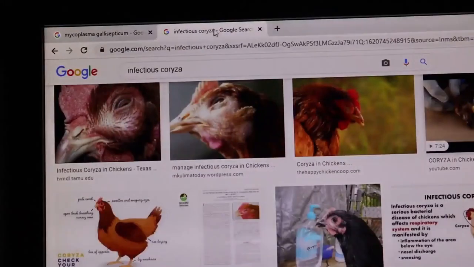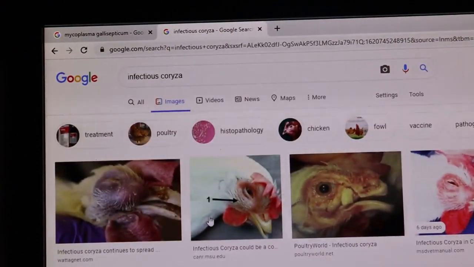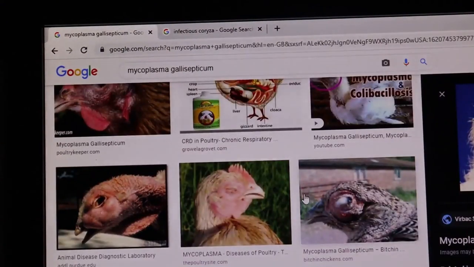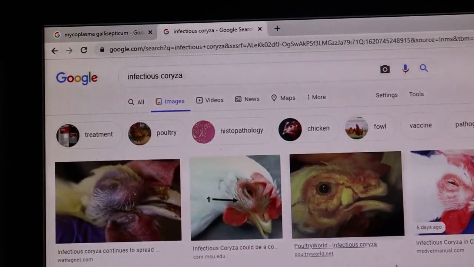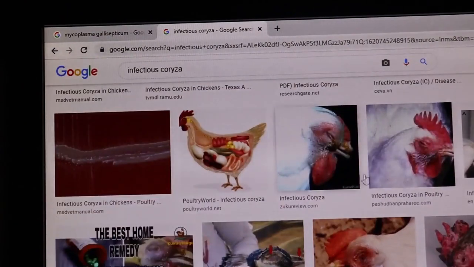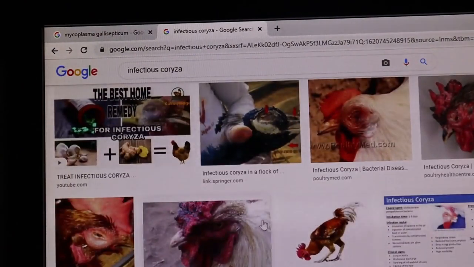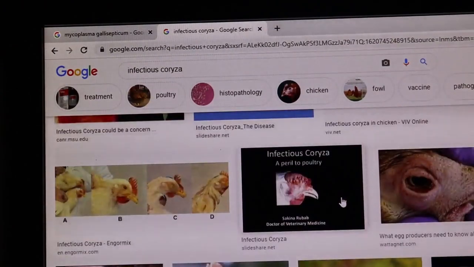Okay? So if you click on infectious coryza, you might be confused because the images look almost one and the same. But the difference between Mycoplasma and infectious coryza is that coryza is a virus, while Mycoplasma gallisepticum is a bacterium. Many of the images you might find posted on Google look almost the same and you get confused about which is which, so whenever you are searching on Google, you have to be very, very careful.